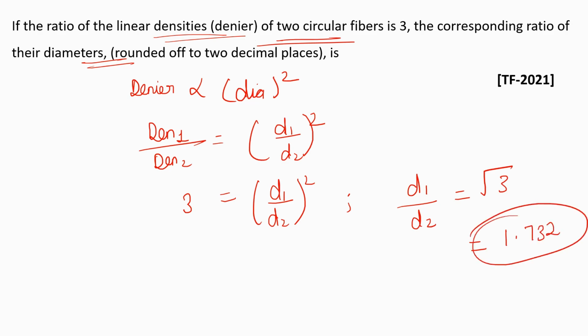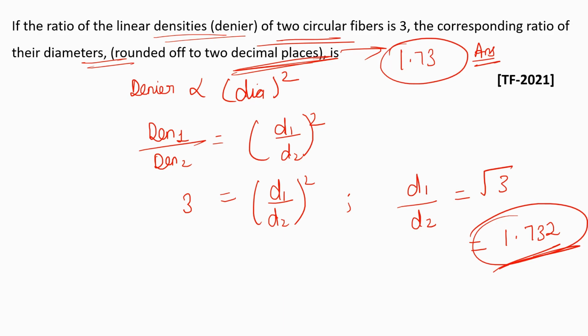So would it be the right answer? It is the right answer, but make sure you answer this in 2 decimal places. So in 2 decimal places the answer will come out to be 1.73. So 1.73 is the correct answer. I think it is very much clear to you. This is the basic correlation between the denier and the diameter of the fiber. Now coming to the next question.